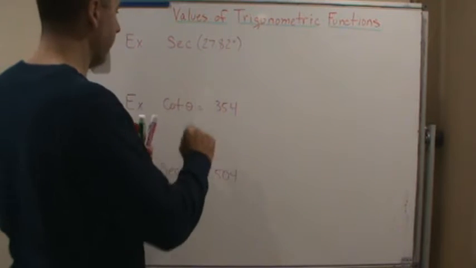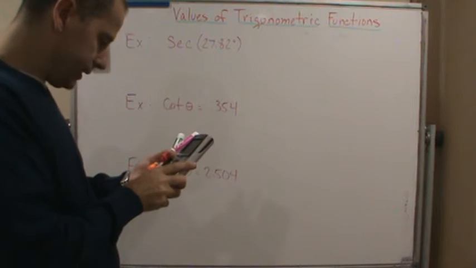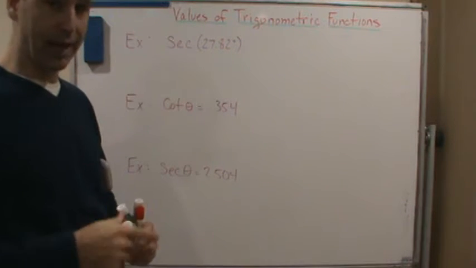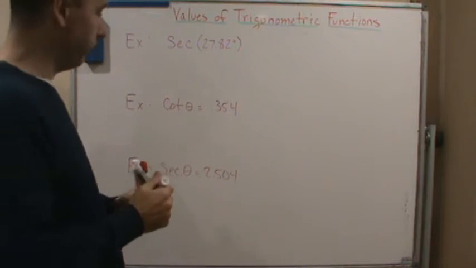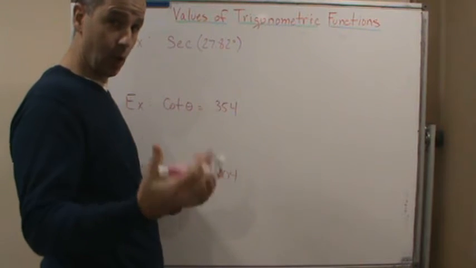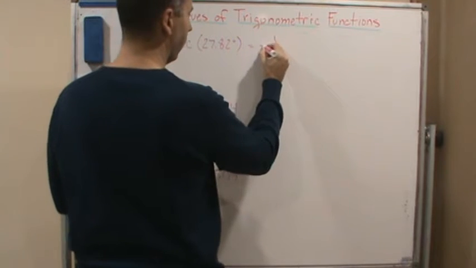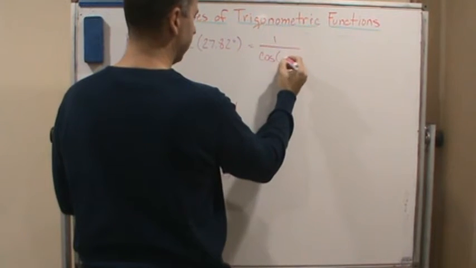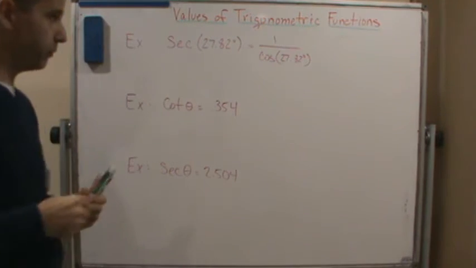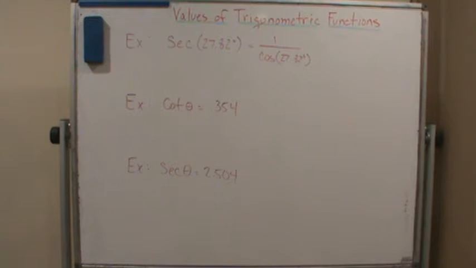So if we use secant of this angle, the thing is we don't have secant on our calculator. So we're going to have to use the reciprocal, not the inverse. What is secant? Secant is the reciprocal of cosine, so it's 1 over cosine. So this is equal to 1 over the cosine of 27.82 degrees.